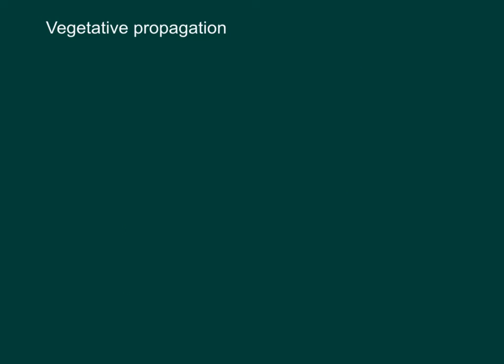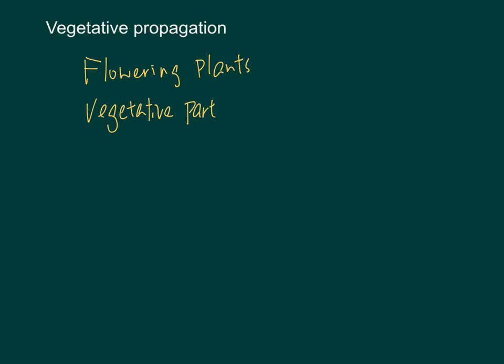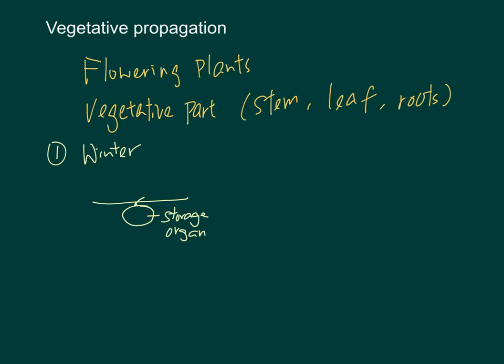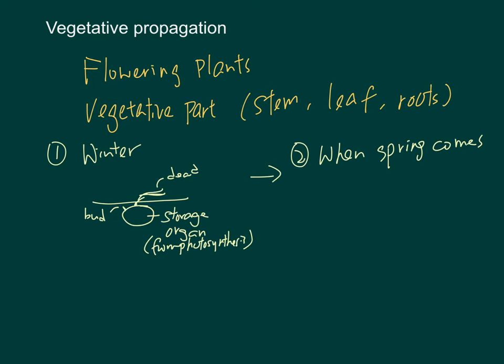Vegetative propagation is the method of asexual reproduction used by flowering plants. It happens in the vegetative part, namely the stem, the roots, or the leaves. Now, in winter, the top part of the plant has already died. However, it would have a bud on the storage organ that is still alive. This bud will be able to develop when spring comes and conditions become favorable.